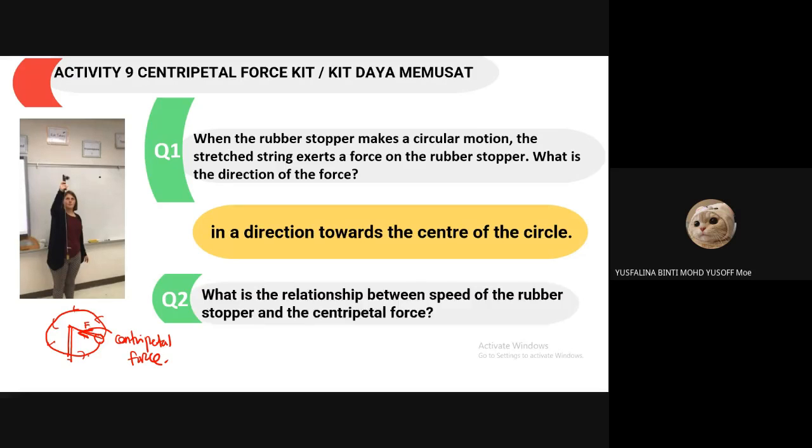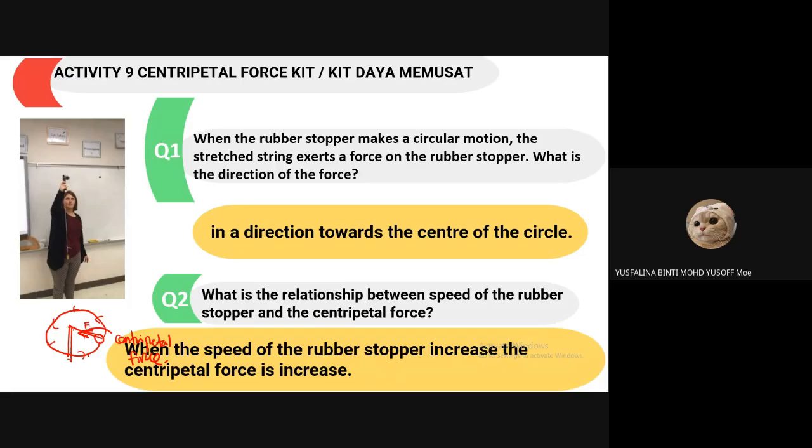So what's the relationship between the speed of the rubber stopper and the centripetal force? When the speed of the rubber stopper increases, the centripetal force increases. So let's say you rotate it faster. When you rotate it faster, you can see the centripetal force also will be increased.